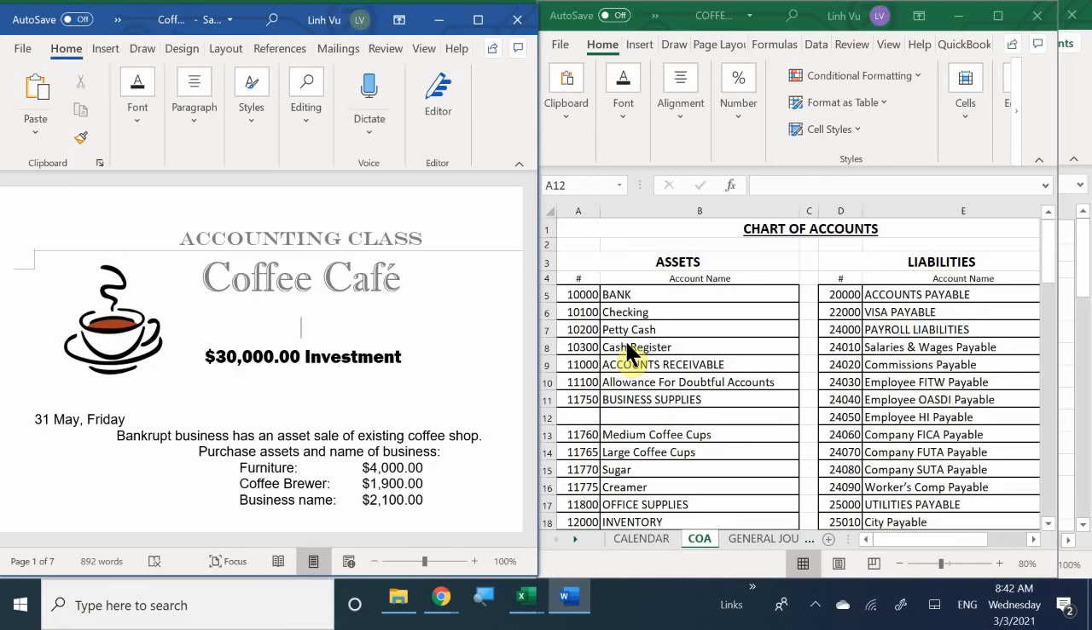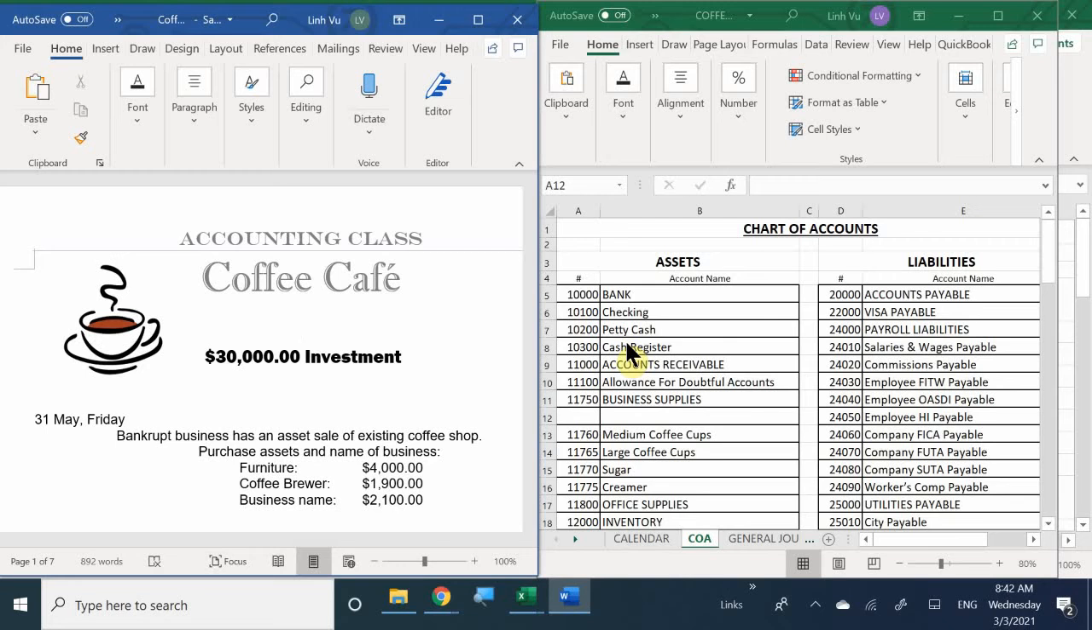Now, for this entire class project, we are taking everything that we learned from chapters 1 all the way to 12, and we're applying it into this concept. We're also going to include chapter 13. That's going to be towards the end of the Coffee Cafe.